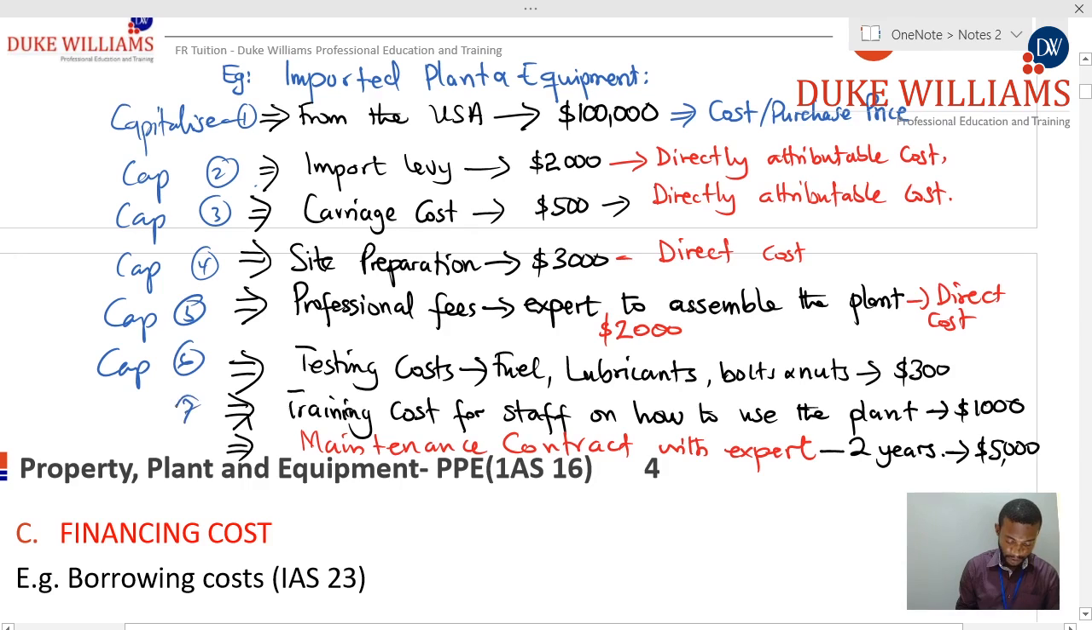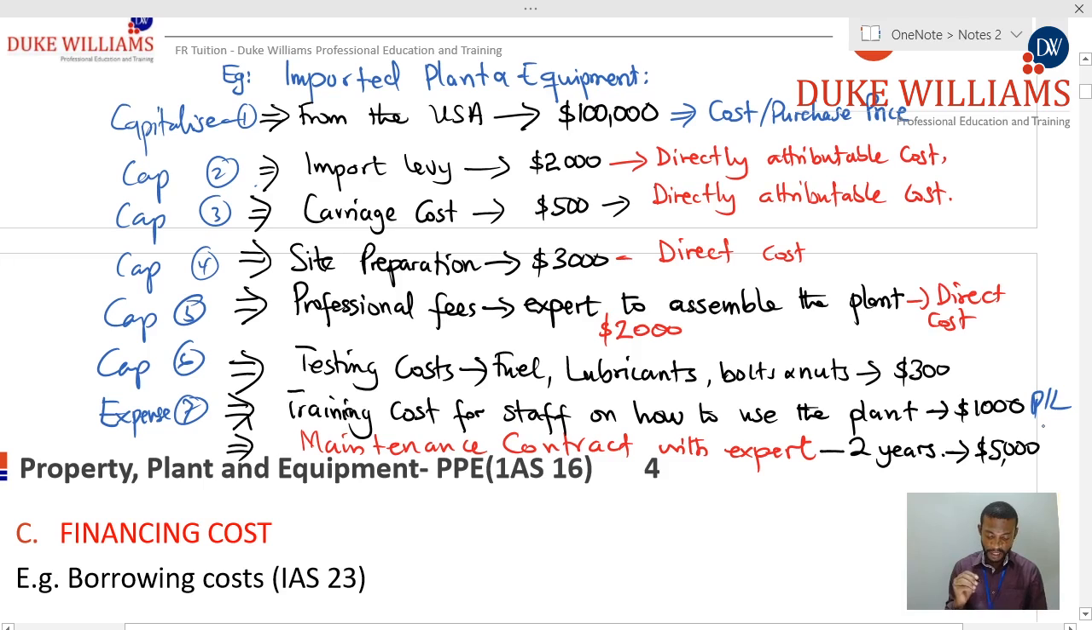number seven, because it is not a necessary cost, it is not a cost to put the asset in a condition for use. It is only to train our staff on how to use the asset. So therefore, it is not a directly attributable cost. So this should be expensed, and this will go to P&L. So the training cost for staff will be expensed. So the 1,000 will go to P&L.